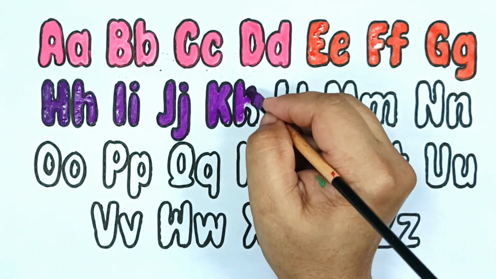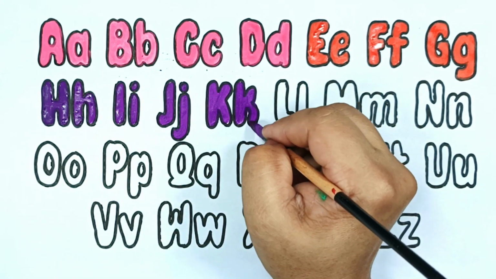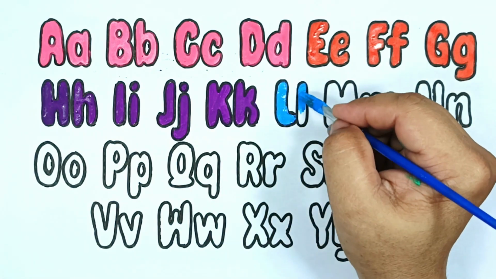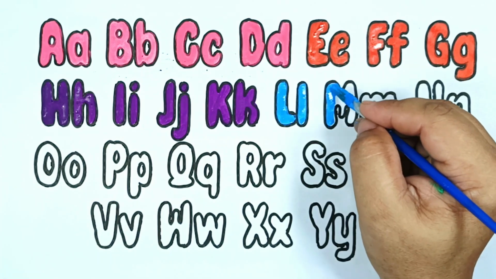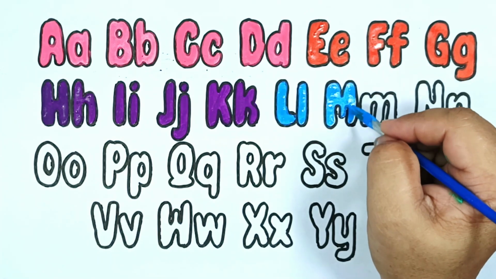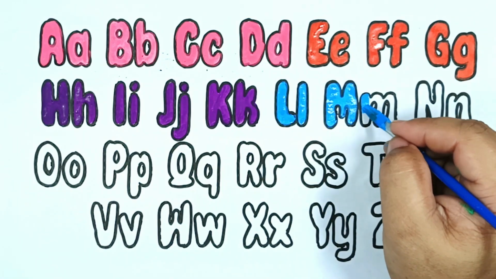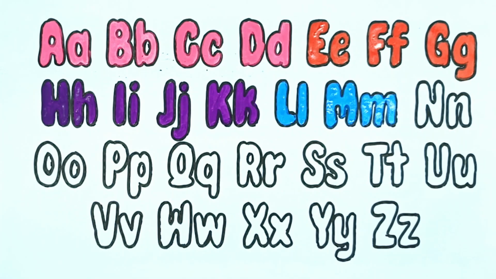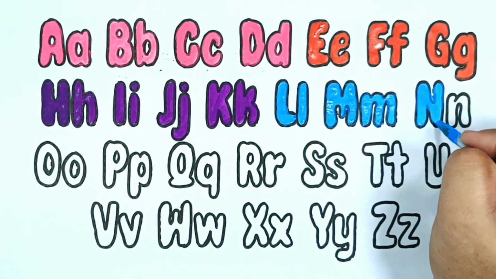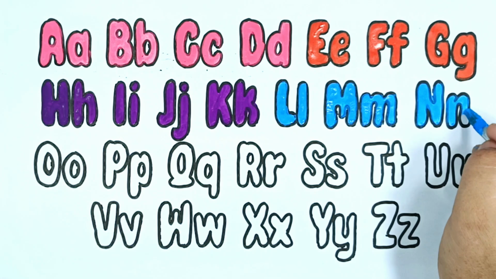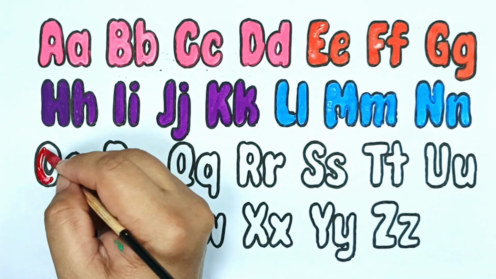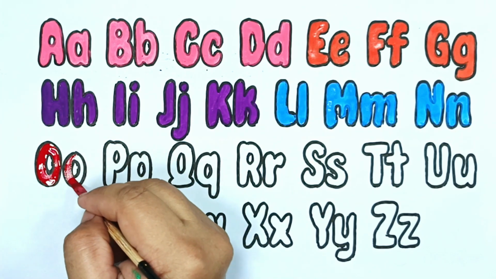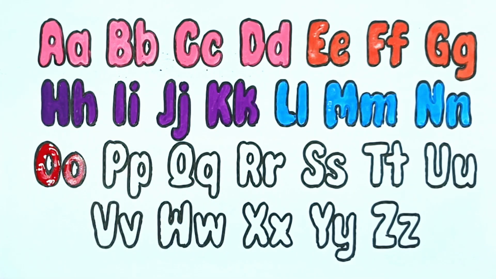K. K for kite. L. L for lamb. M. M for man. N. N for net. O. O for onion.